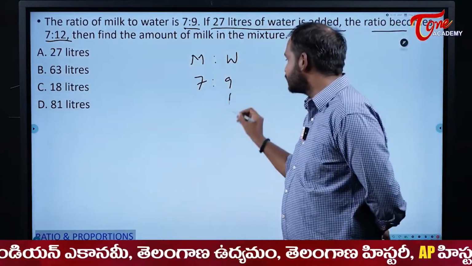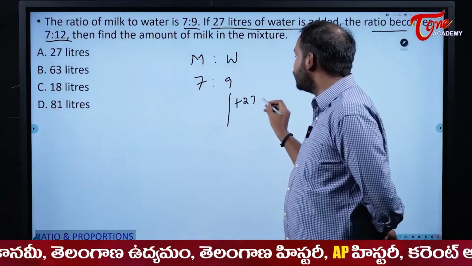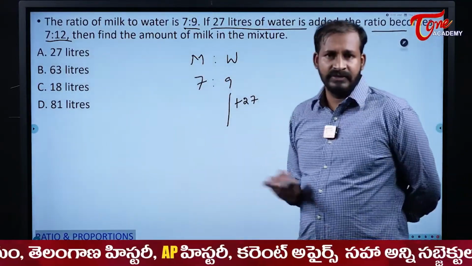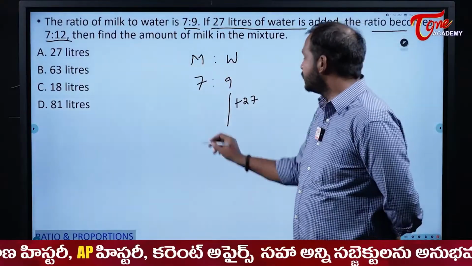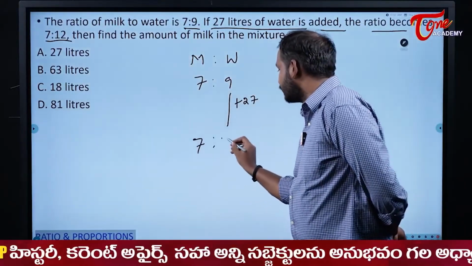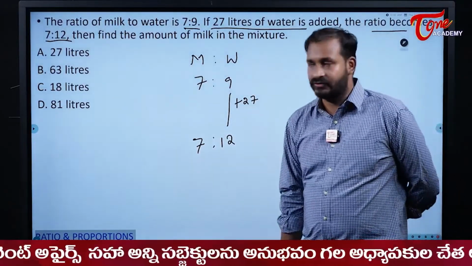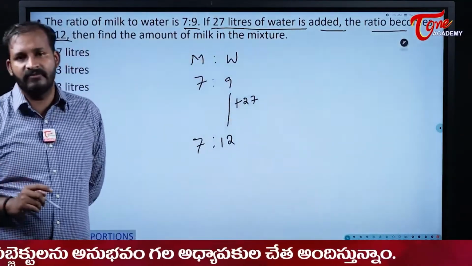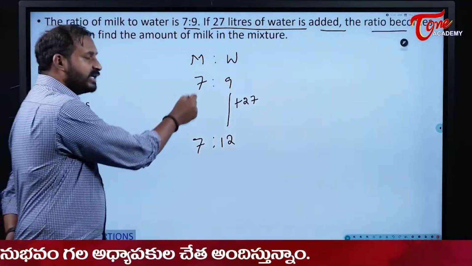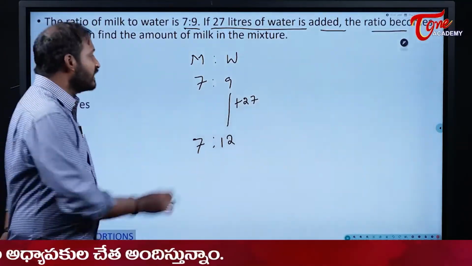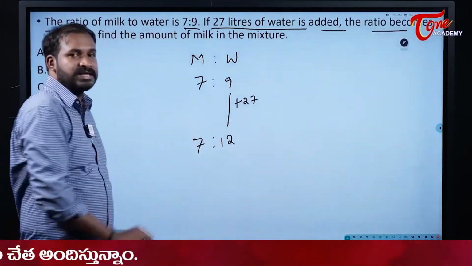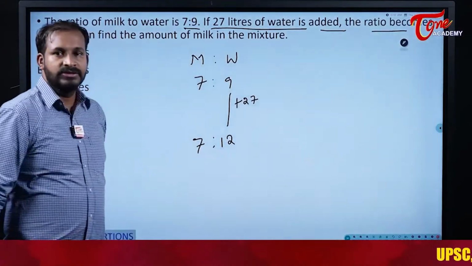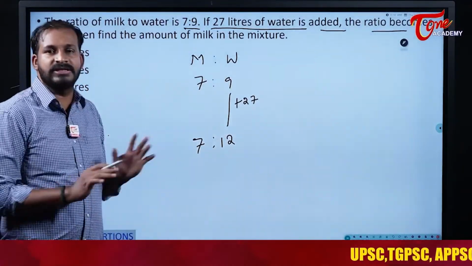Now please observe here, students. Here we are only adding purely water. We are not adding any milk. Now see here, then the ratio became 7:12. So please observe here, students. The change will be there only in water. When it comes to the milk portion, it remains the same. Luckily for us in this question, these two quantities are the same by default. But in general, this will not happen. So if they are equal, no need to worry, we can solve it directly.